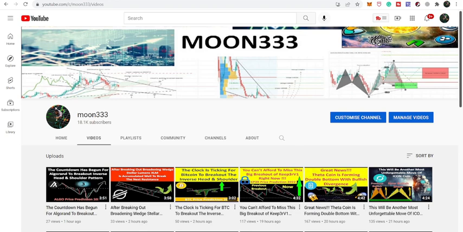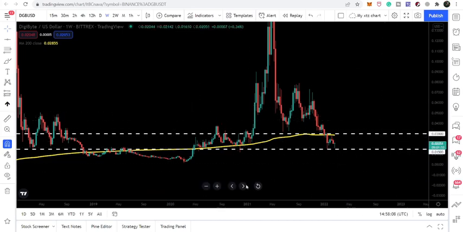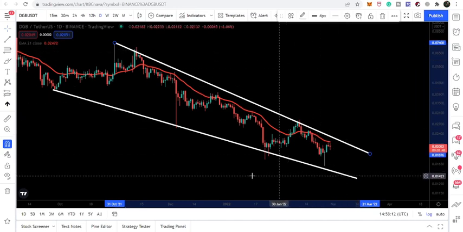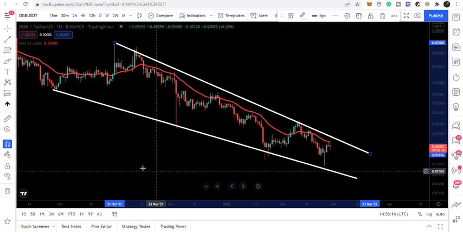In today's video, we will take a look at the long-term support for DigiByte coin, where the price line is moving, and we will also take a look at this big falling wedge pattern that DigiByte coin has formed on the daily time frame.